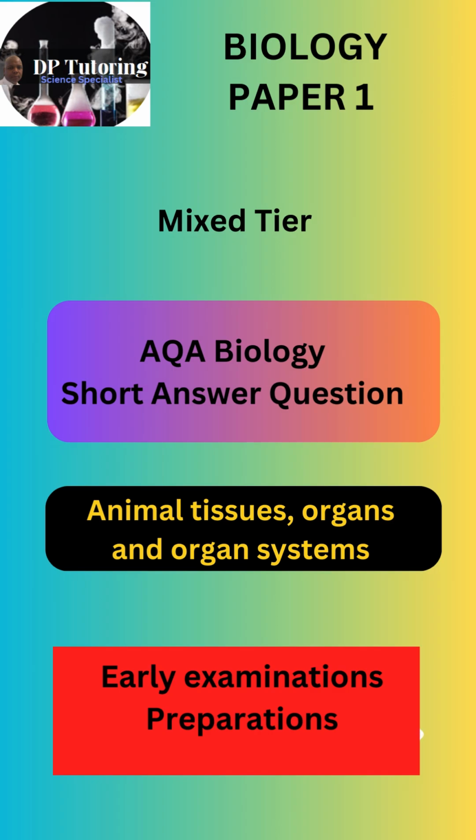DP Tutoring welcomes you to this mixed-tiered Biology Paper 1 revision question on animal tissues, organs, and organ systems. Pause the video at different points to check your understanding before you continue.